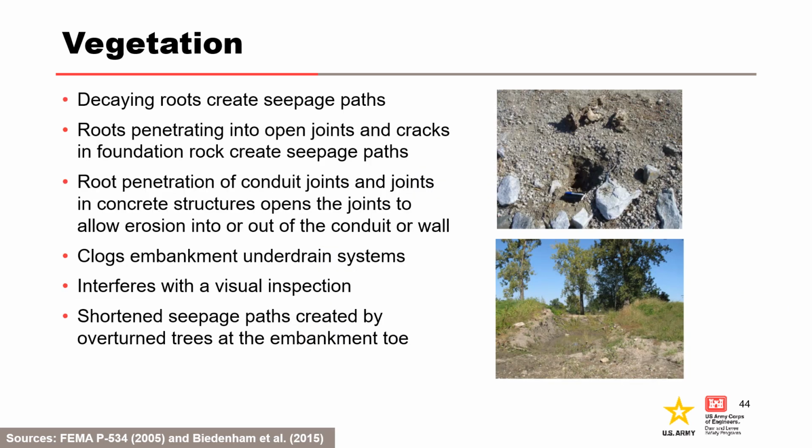Vegetation growing on embankments can lead to situations which may lead to concentrated leak erosion. Decaying roots or roots penetrating into an open joint and cracks in the foundation rock can create seepage paths. Overturned trees can create shortened seepage paths. Root penetration of conduit joints and joints in other concrete structures can open the joints to allow erosion into or out of the conduit or wall. Roots can also clog underdrain systems, and vegetation in general can hinder visual inspection.